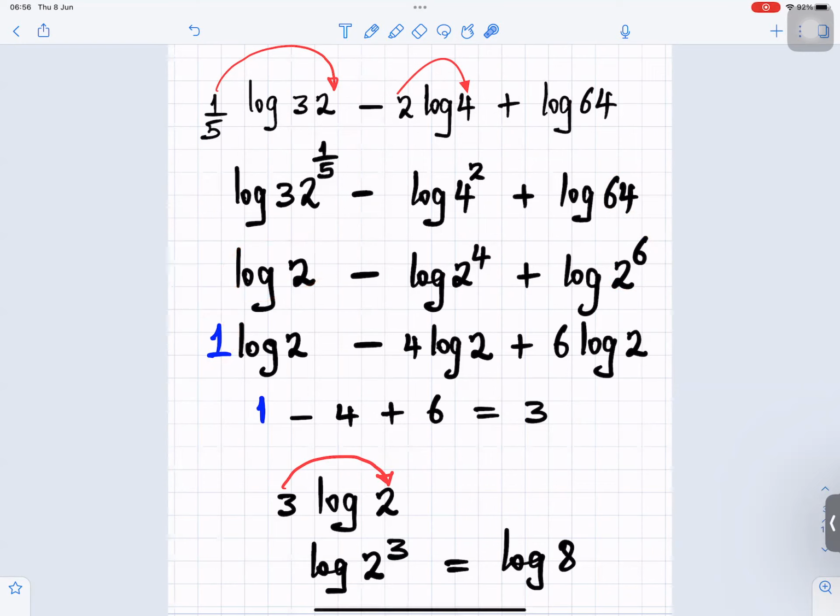So this is like saying 1 apple minus 4 apples plus 6 apples. We use power to the front. The 4 comes in front and the 6 comes in front. That third law, power to the front. So 1 minus 4 plus 6 gives you 3. So we have 3 log 2, and the 3 goes to the front, it becomes 2 to the power 3, which gives you log 8. So that's one way to do it.